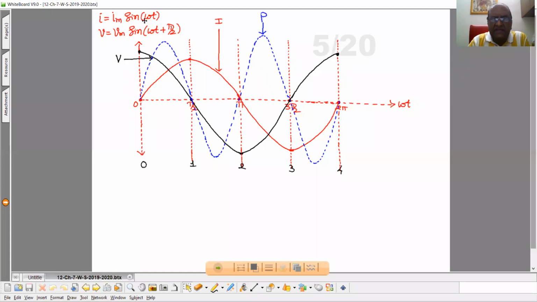Now current is Im sin omega t. So your voltage, that is Vm sin omega t plus pi by 2, means here we used the concept that when inductor is connected with AC supply, the current lags behind voltage in phase by pi by 2. So the same thing you can represent like this. When the inductor is connected with AC supply, the voltage leads the current in phase by pi by 2.